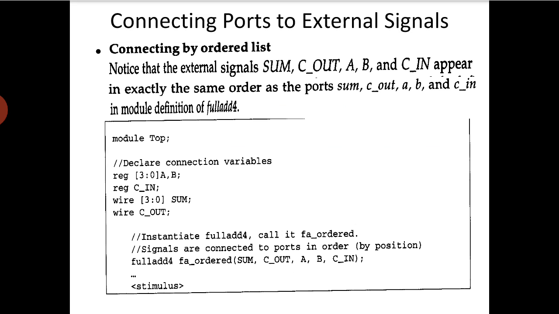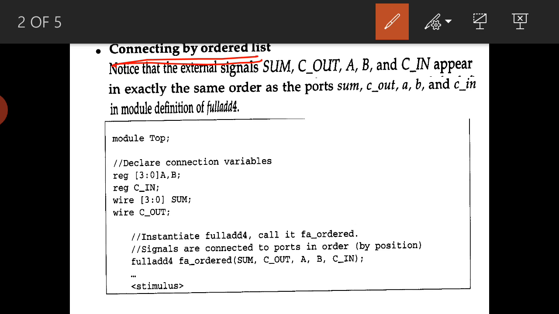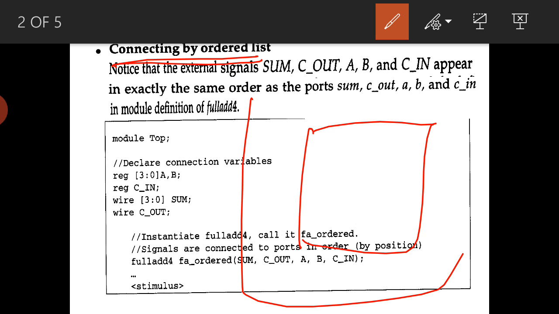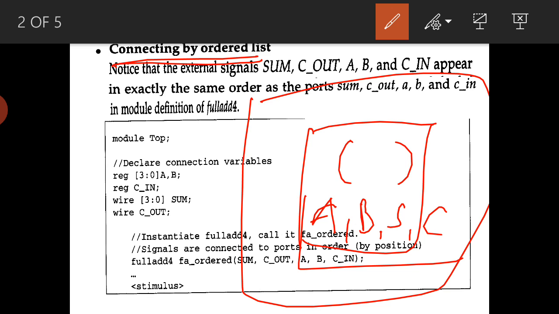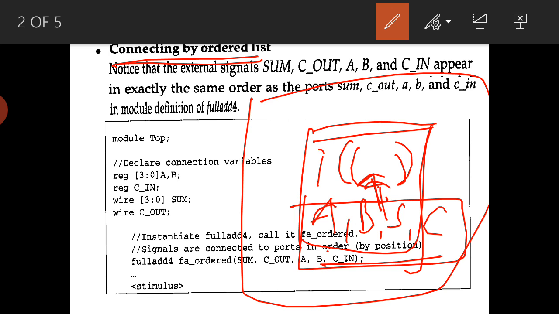One we call connecting by ordered list. Ordered list means the order we use in the port list of the module. For example, if you are using a half adder, that is A, B, sum and carry, and I use the same order in the port list, A, B, sum and carry, while declaring in module 1, then while calling in module 2, the same order we need to use.